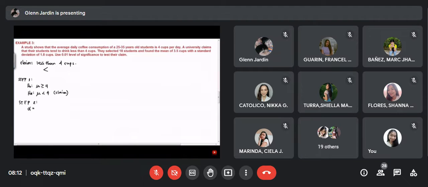So, ang ating alpha dito is 0.01. Wait lang, dito ko ilagay yung step 2 para medyo maluwag yung space natin. So, step 2, level of significance na pinapagamit dito is 0.01. And then, ang test to be used, ayan. So, ang N natin dito, ilang sample. So, they have selected 18 students. So, we will use t-test. Tama? Ayan. So, t-test to kasi, this is less than 30. So, 18 lang ang ating sample. Therefore, we will use t-test, 1 sample.